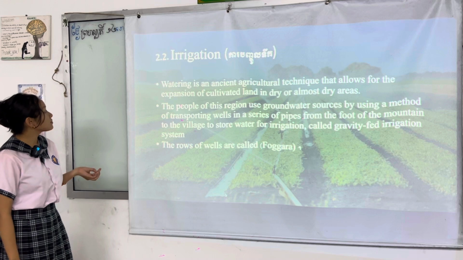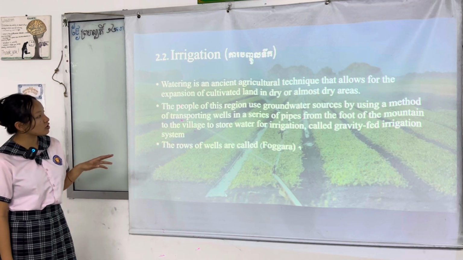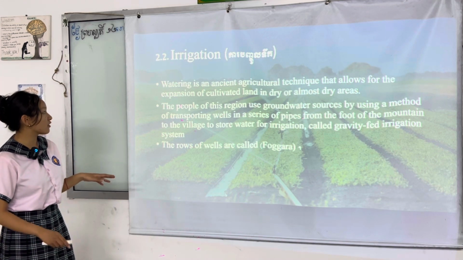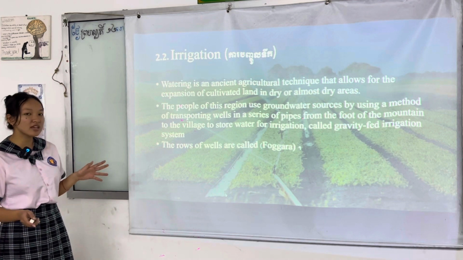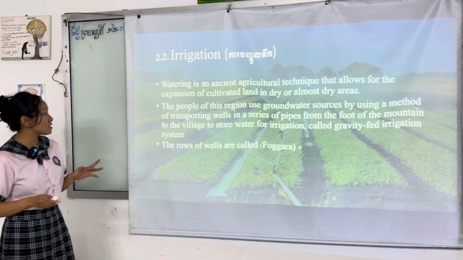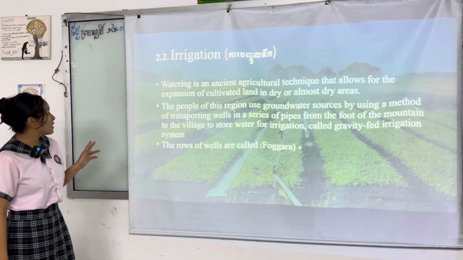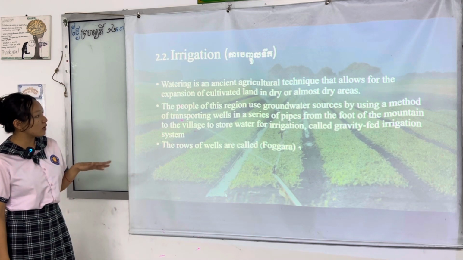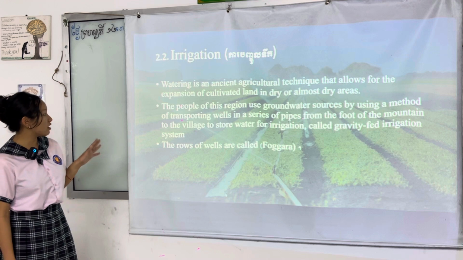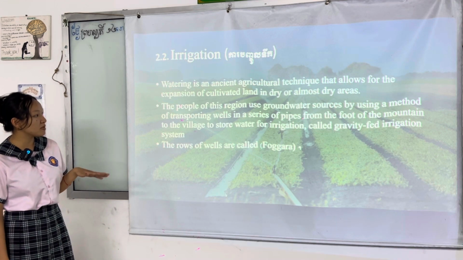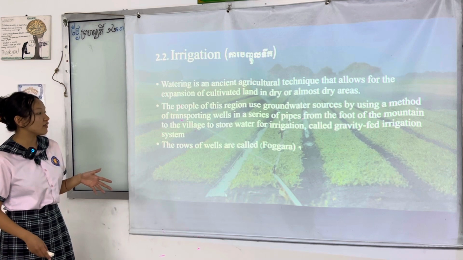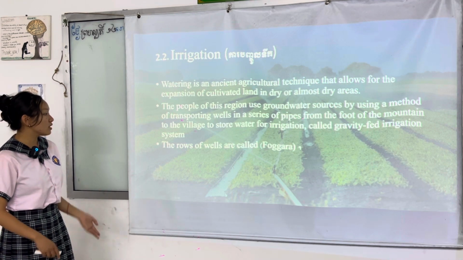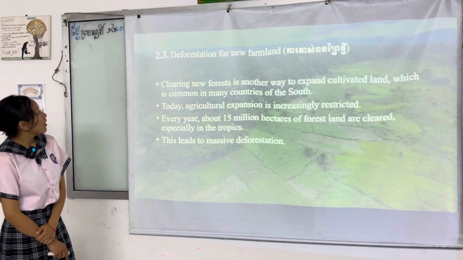2.2, irrigation. Watering is an ancient agricultural technique that allows for the expansion of cultivated land in dry or almost dry areas. A similar thing is an oasis, but that is in the desert. The people of this region use groundwater sources by transporting water from wells in a series of pipes from the foot of the mountain to the village to store water for irrigation, called a gravity-fed irrigation system. The rows of wells are called foggara.